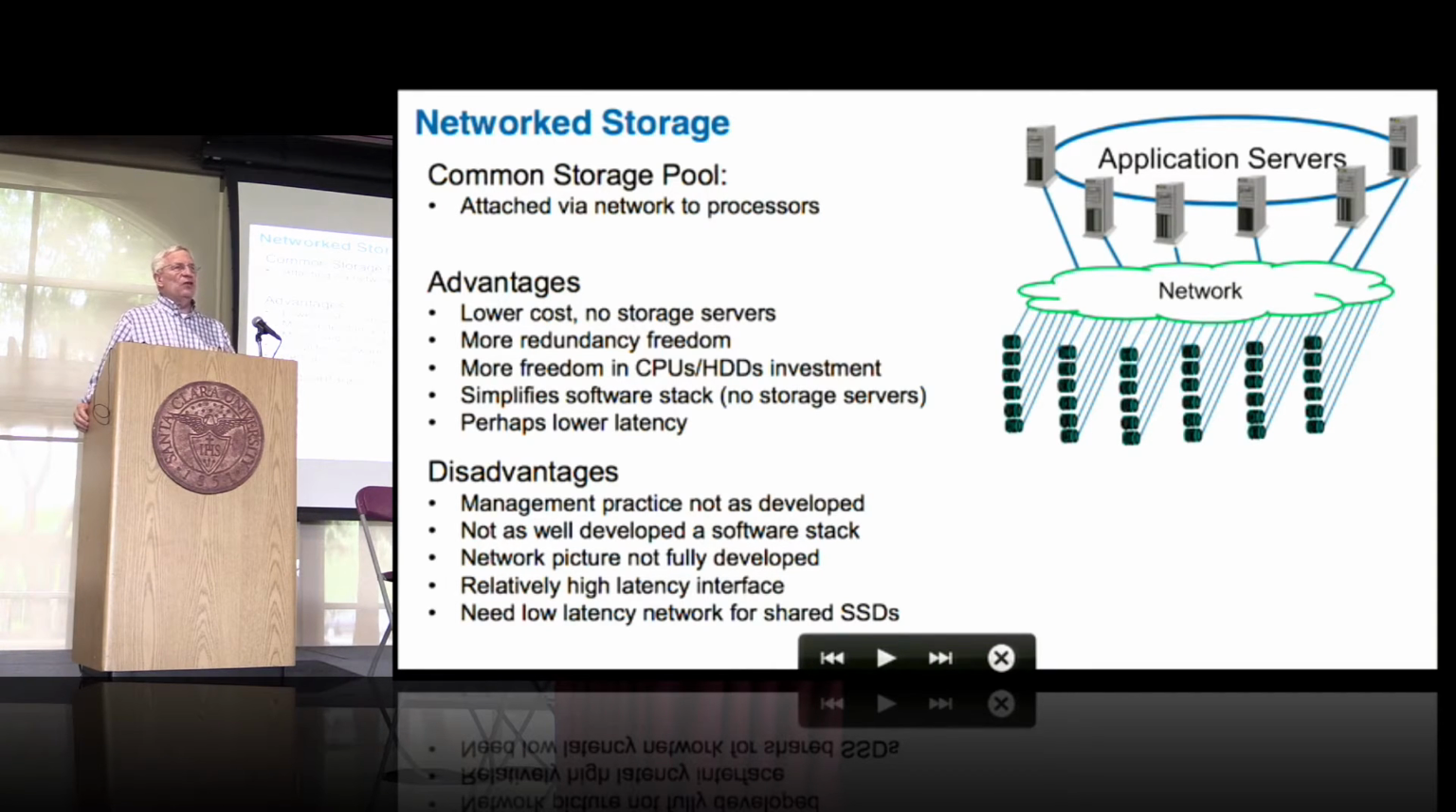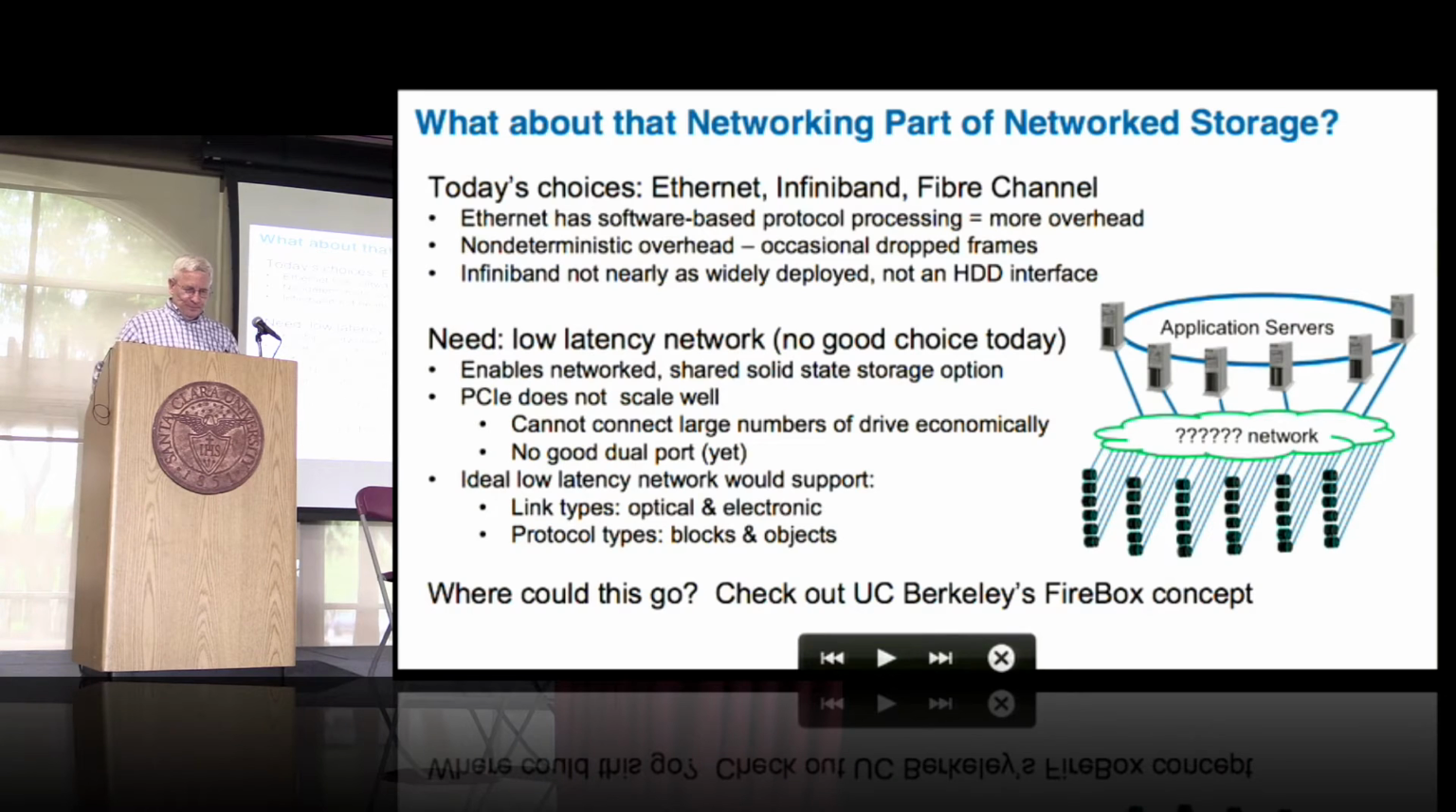One of the big things you'd really like to do with something like this is to be able to have networked solid-state storage for low latency, shared access by all the application servers. But if you put solid-state storage at the end of an Ethernet network, it's not a good match because the network has so much latency. So, what about the networking part of network storage? What can we do to fix this?